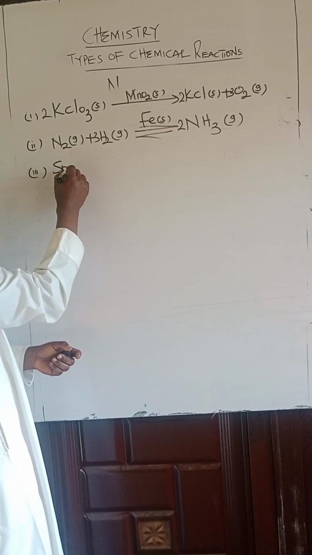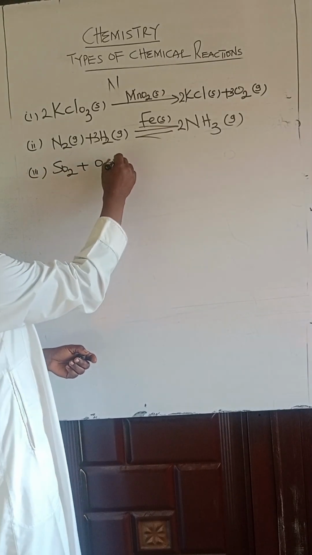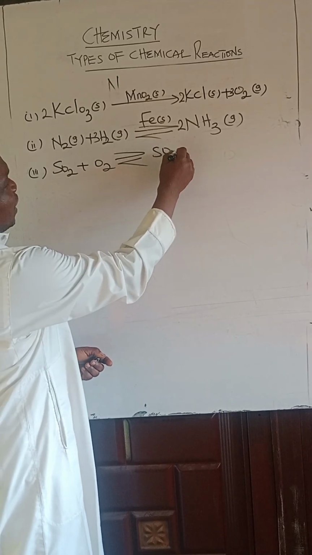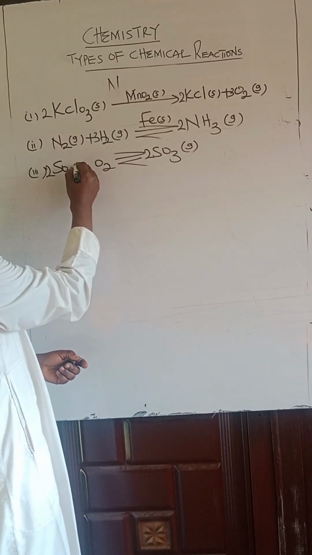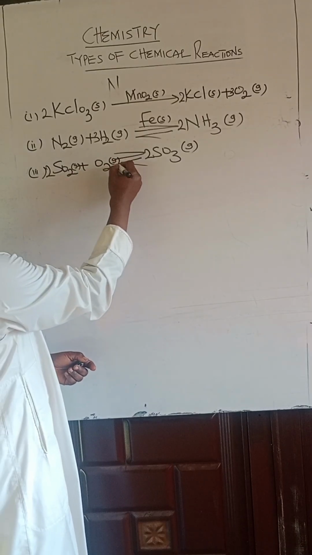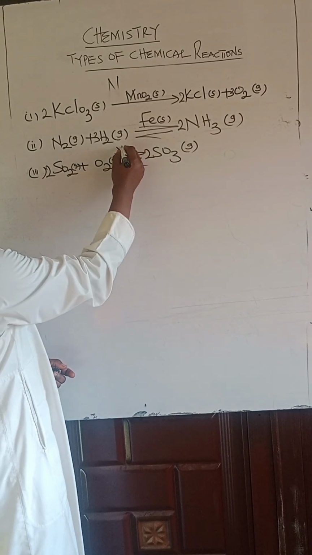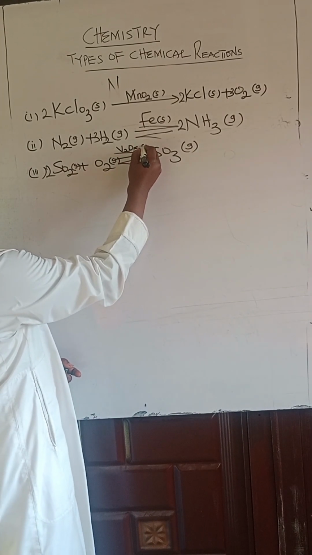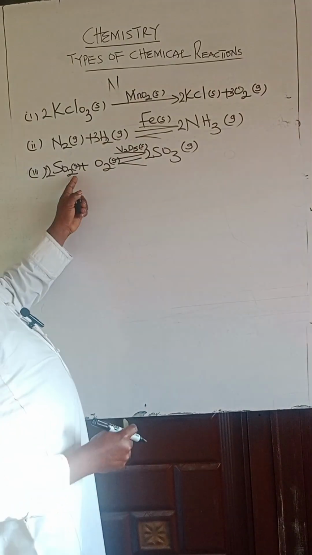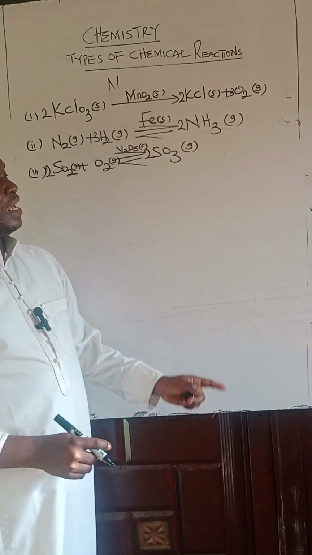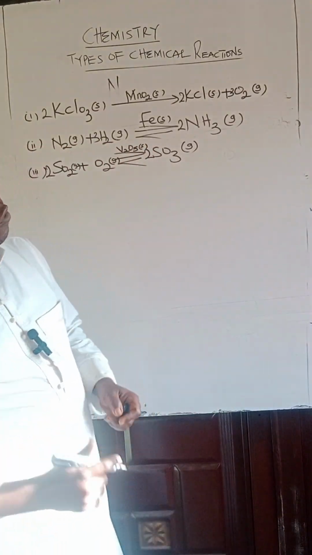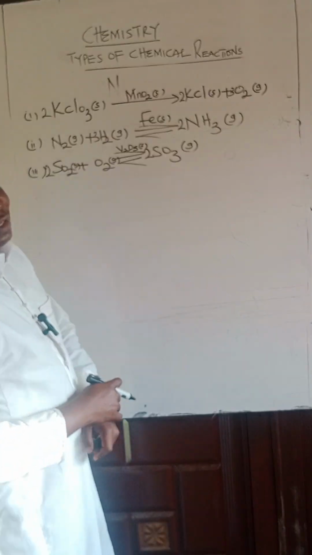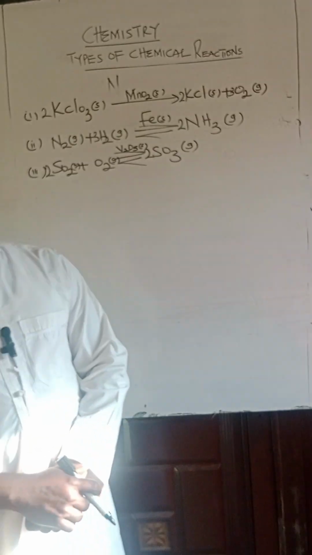In this reaction also, SO3 gas, if you balance the equation, 2 here, the state of matter is gas, this is also gas. But if you now use vanadium(V) oxide, which is a solid, this will be categorized under heterogeneous catalysis, and so on and so forth. So these are some of the catalysts we have.